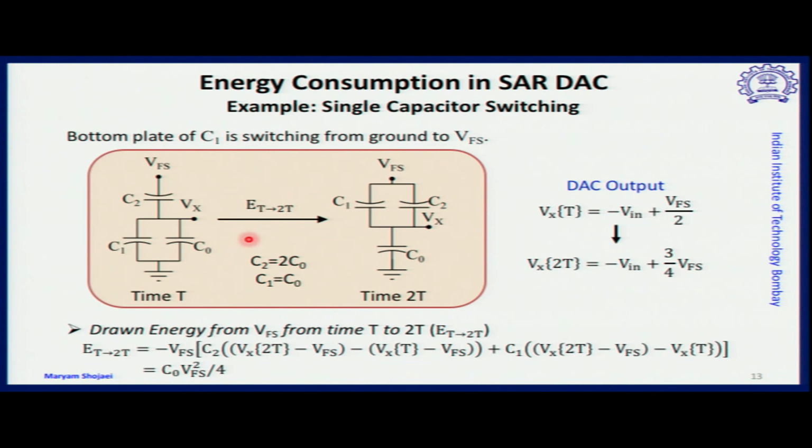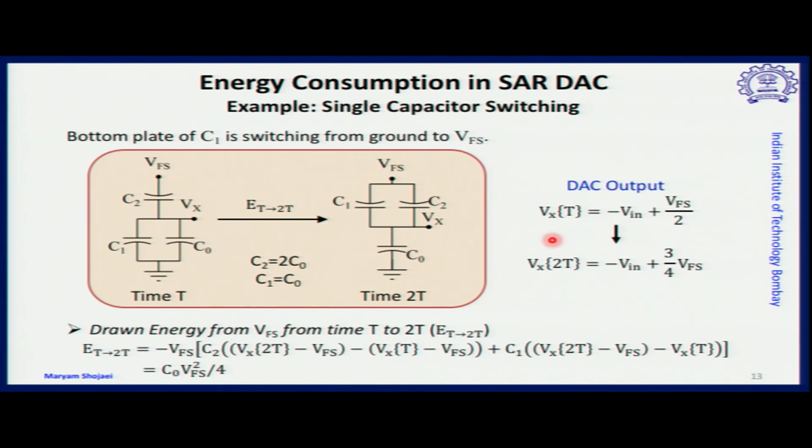So when we have a transition from one reference level to the next reference level for the next conversion cycle, which is called time 2t, we have energy consumption. So what is this energy consumption coming from? It's drawn from V full scale. So therefore, we are concerned about the energy which is drawn from V full scale. Here C1 is switched to V full scale, and therefore it's a single capacitor switching.